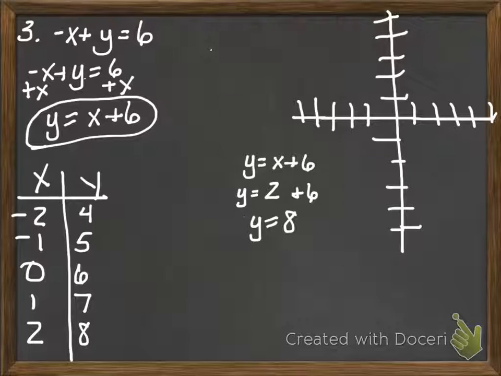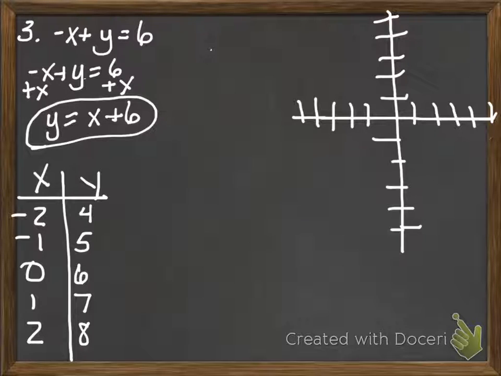All right, and again, I'm going to go ahead and erase this just so that I have room to plot my points. All right, so looking at this, my first point is -2 and 4. So my x is -2 and my y is 4.